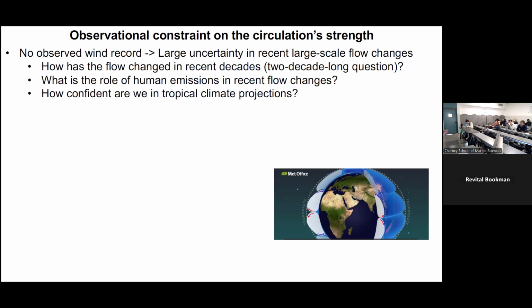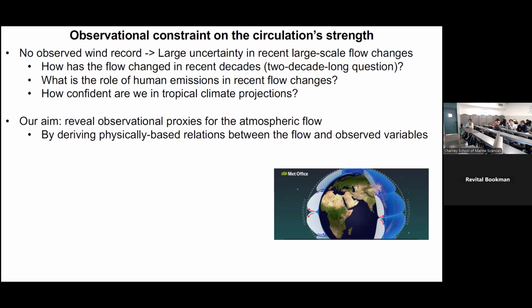So we don't have an observed wind record, but we do have a lot of observations at the surface. We have good observations of, for example, surface temperature, surface pressure, and so on. So what we want to do next is derive the mathematical relationship between the strength of the circulation, meaning how fast it is rotating, and some surface variable that we have observations of, and use it as a proxy for the strength of the circulation. We use it to constrain the strength of the circulation and get an idea of how the circulation has changed using that proxy.